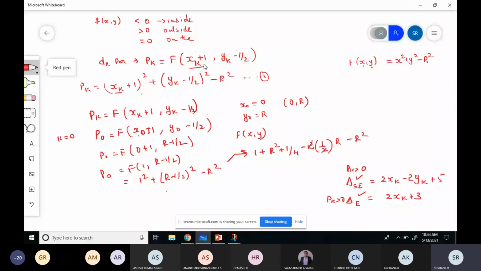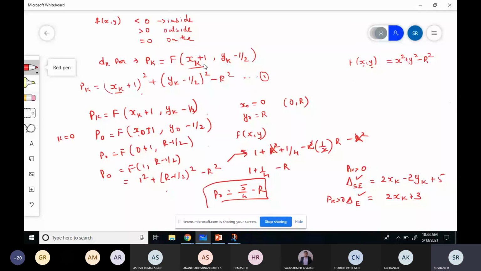So it will be 1 plus 1 by 4, r square got cancelled, minus r. So 4 ones are 4, 4 plus 1 is 5. It will be 5 by 4 minus r. So this is the initial parameter formula: 5 by 4 minus the radius.